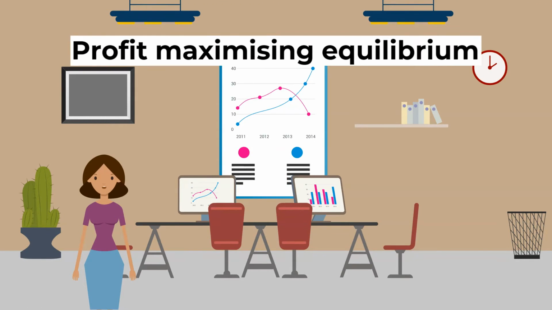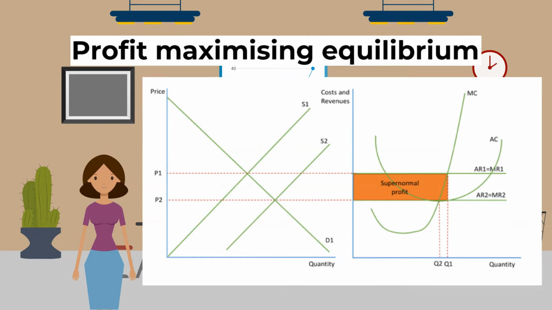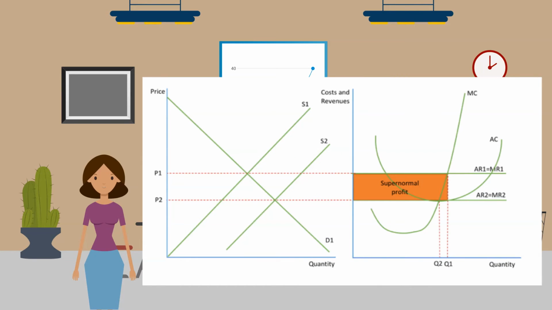So, what is the profit-maximizing equilibrium? Firms are assumed to short-run profit-maximize, and so the firm will produce at MC equals MR. In the short run, it is possible for the firm to make a normal profit, a supernormal profit, or a loss. However, firms in perfect competition can only make normal profit in the long run. This can be seen in the diagram.